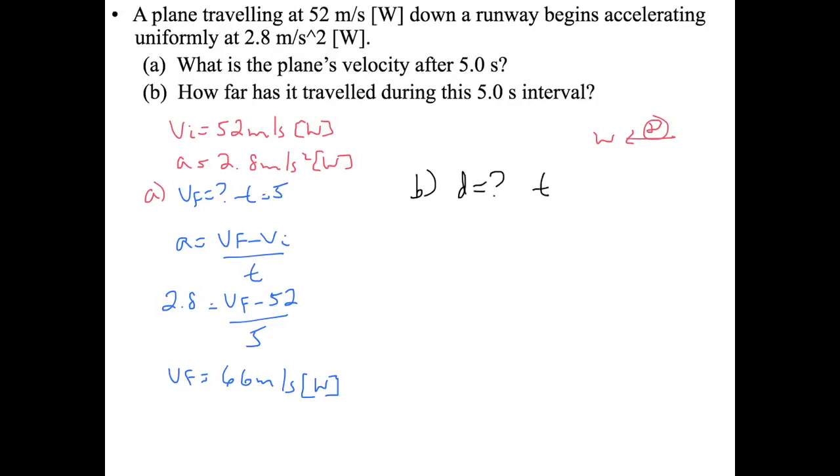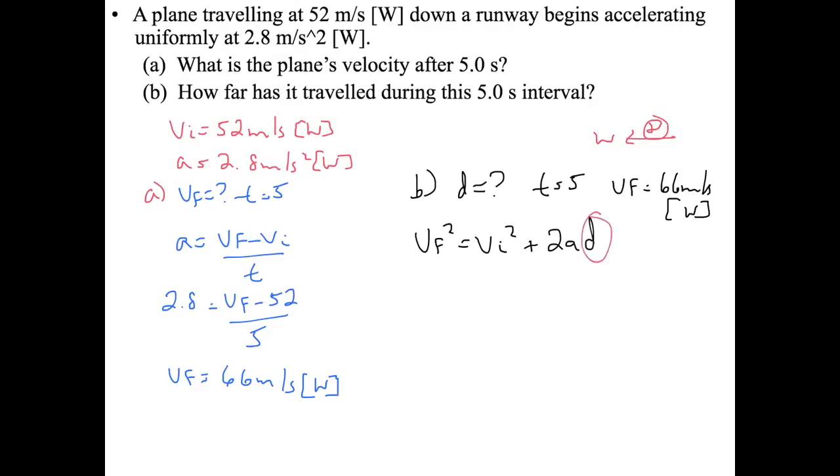During this 5-second interval, t equals 5. Now we also have VF. We just figured VF out. VF is 66 meters per second west. So let's use the equation that makes life easier for us. Let's say VF squared equals VI squared plus 2AD. In this question, D is what we're looking for, so we need to solve for D.